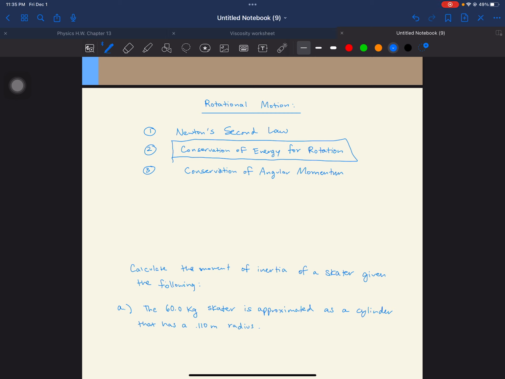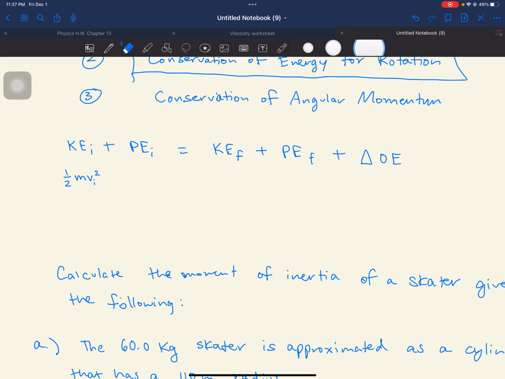For the kinetic energy initial, there can be two parts, which is the translational kinetic energy and the rotational kinetic energy. The translational kinetic energy consists of 1/2 m v_i squared. The rotational kinetic energy consists of 1/2 I omega squared, and the omega can be omega_i. Both of those are for kinetic energy. For potential energy, it's going to be the mass times gravity times y initial, which is the height.